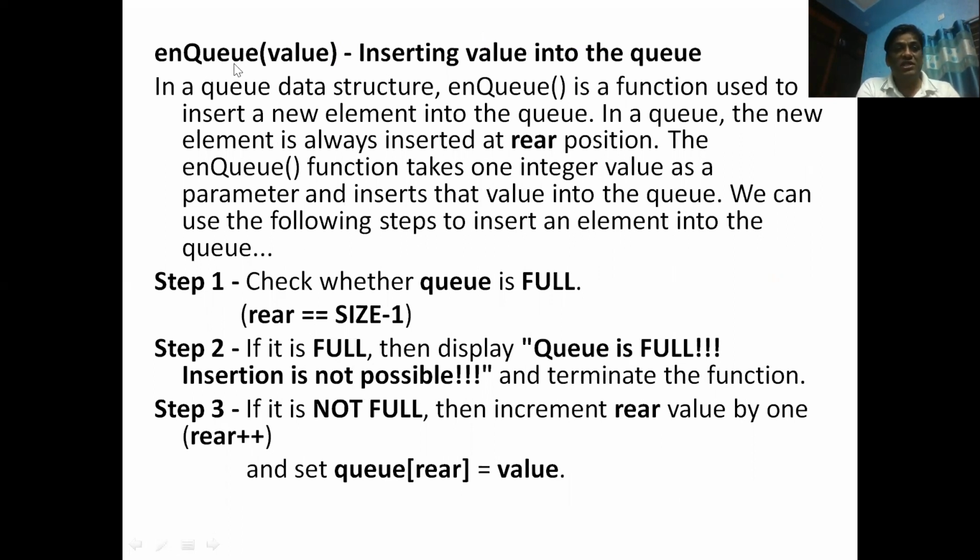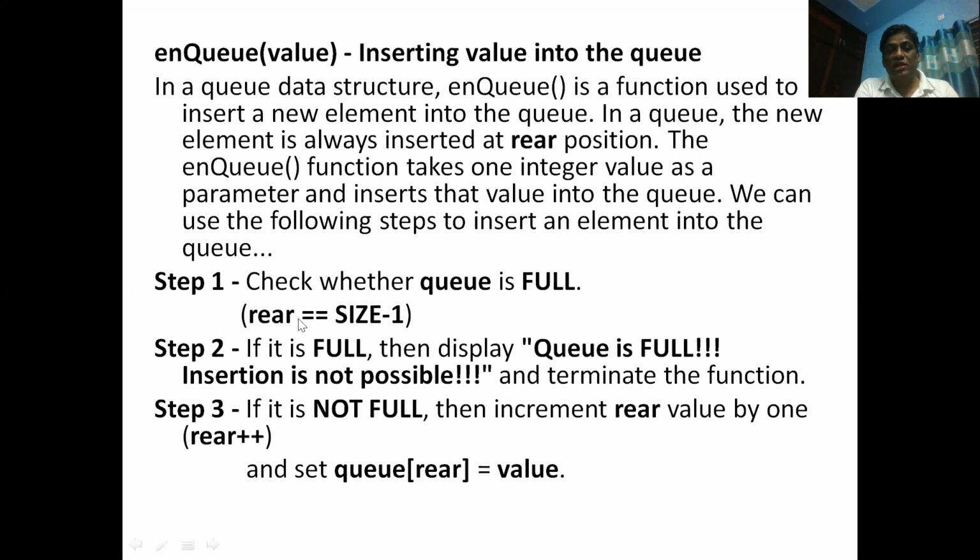The function name is enqueue, and it requires one parameter, the value to be inserted into the queue. These are the steps that you need to perform for implementing the enqueue operation. First, you need to check whether there is any room for inserting a new element or not. If the queue is full, you cannot insert a new element. Otherwise, you can insert. So you need to check whether the queue is full or not.